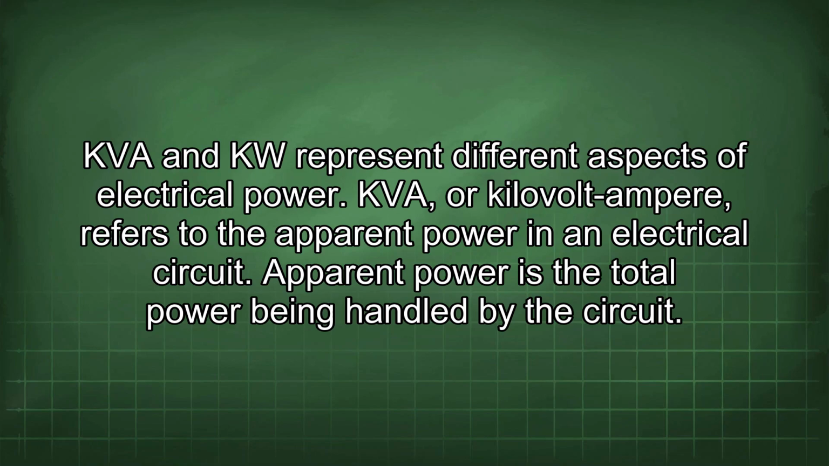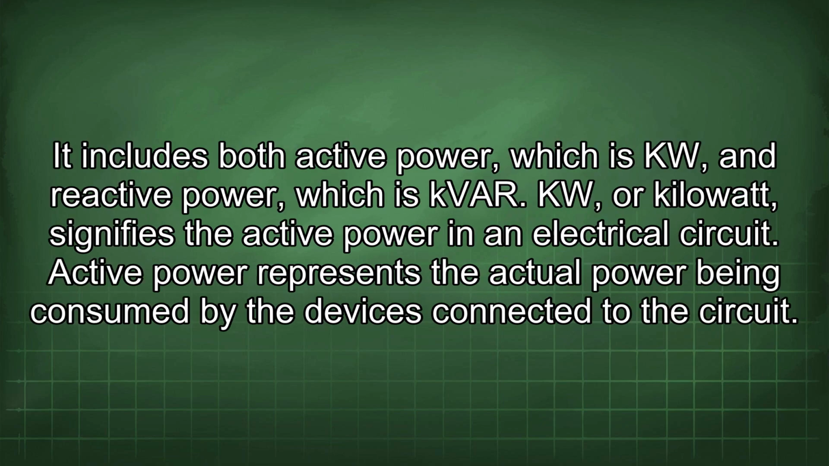KVA and KW represent different aspects of electrical power. KVA, or kilovolt ampere, refers to the apparent power in an electrical circuit. Apparent power is the total power being handled by the circuit. It includes both active power, which is KW, and reactive power, which is KVAR.